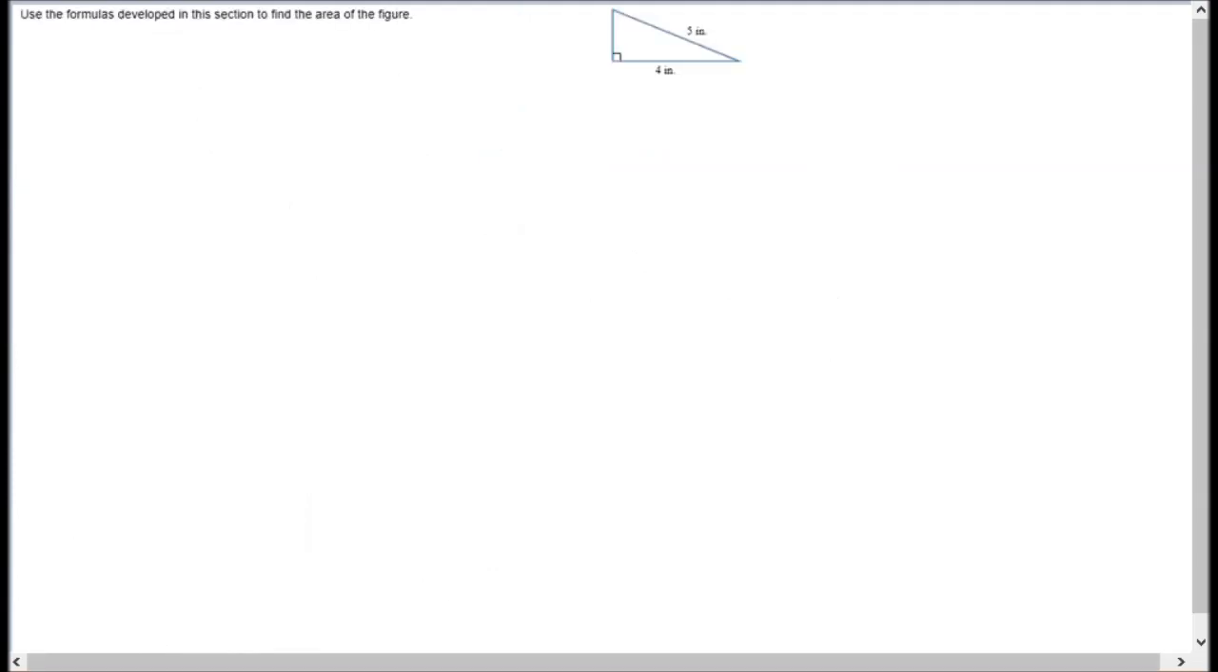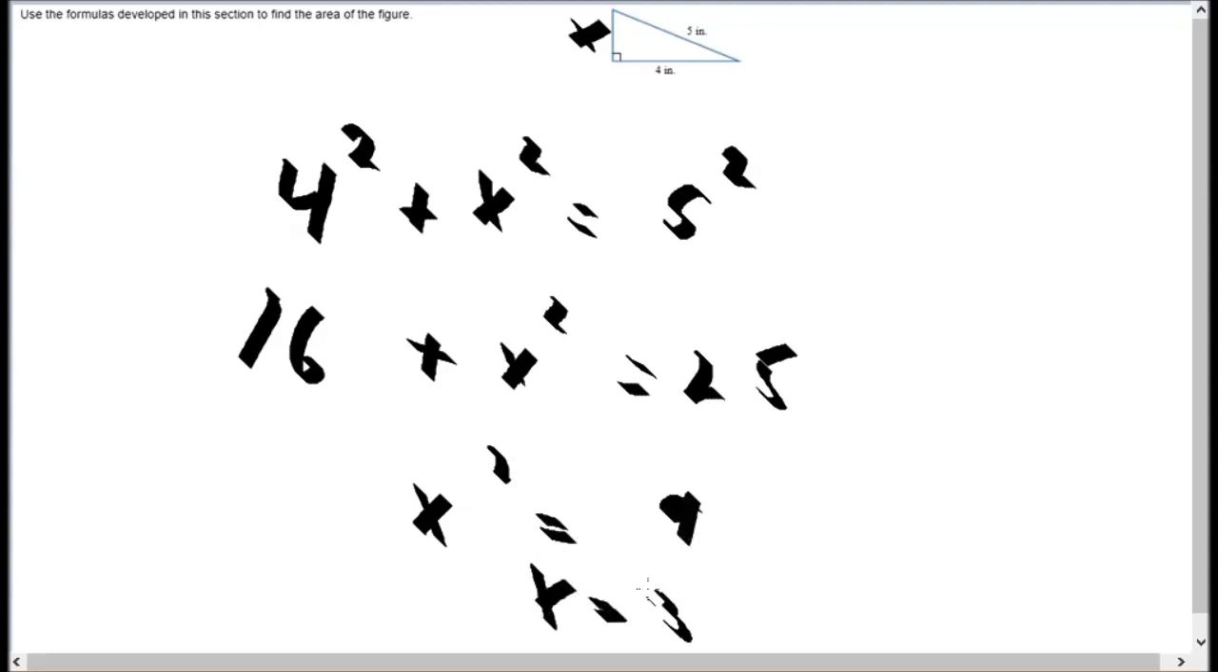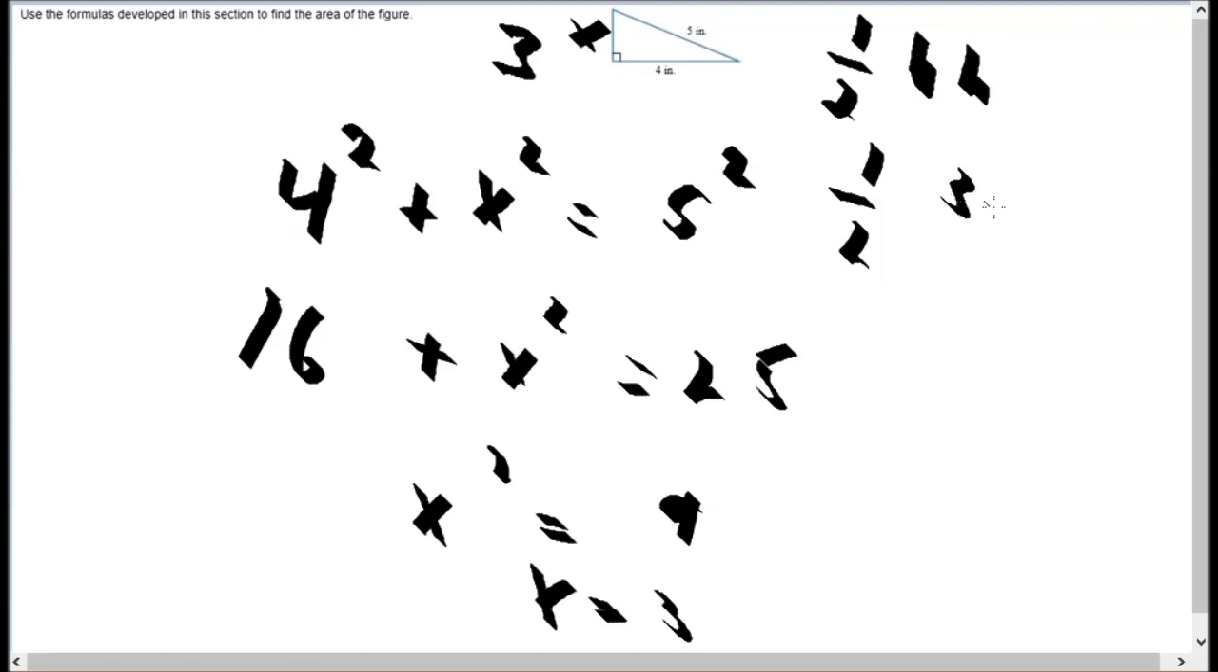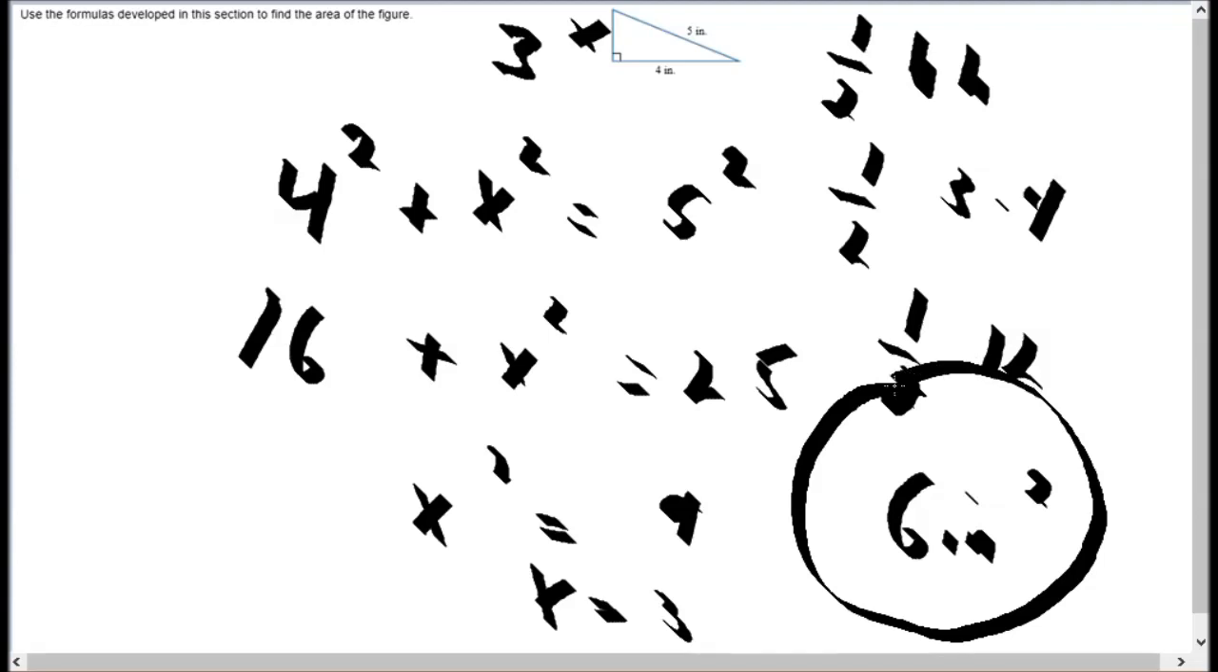Okay, so for this one we need to figure out this missing side. So we have that 4 squared plus, if you want to call this side x, x squared has to be equal to 5 squared, or 16 plus x squared is equal to 25, which means x squared is equal to 9, or x is equal to 3. So if x here is equal to 3, then the area, which is 1/2 base times height, becomes 1/2 times 3 times 4, or 1/2 of 12, which is 6. And then don't forget to put inches squared. And there's your answer right there.